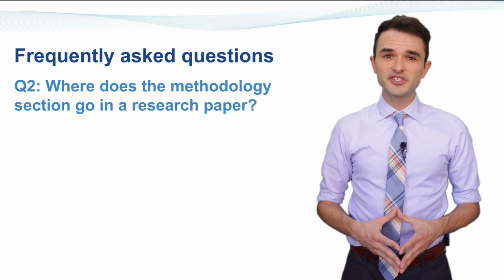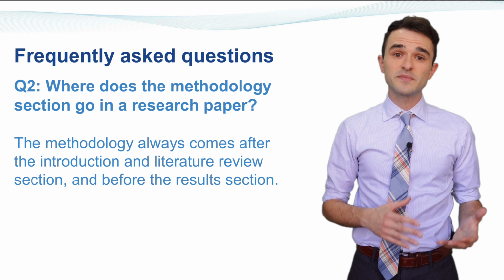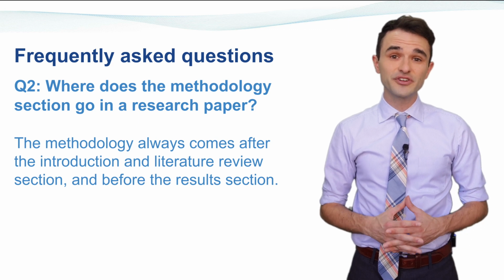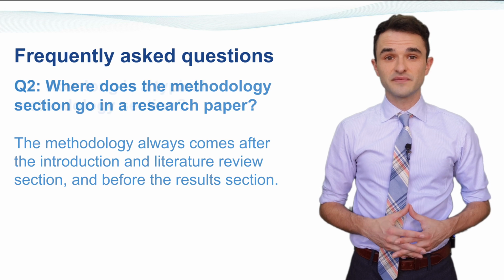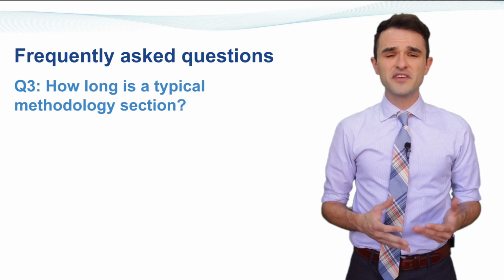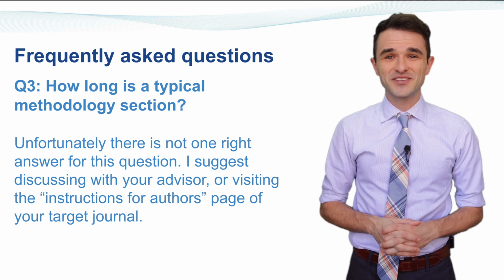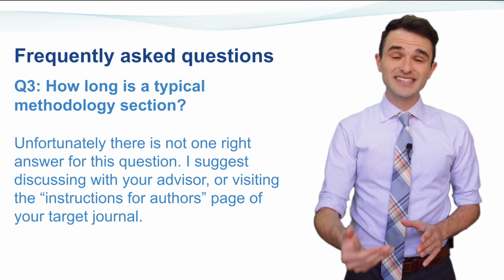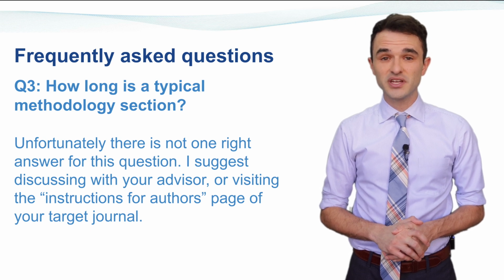Where does the methodology section go in a research paper? The methodology always comes after the introduction and literature review section, and before the results section. How long is a typical methodology section? Unfortunately, there is no one right answer for this question. I suggest discussing with your advisor or visiting the Instructions for Authors page of your target journal.